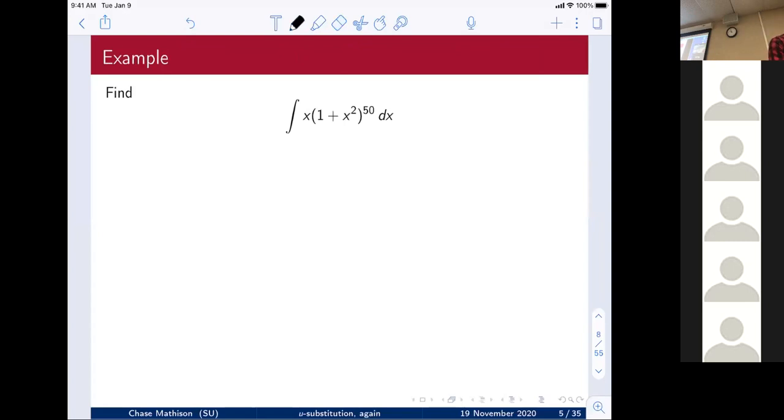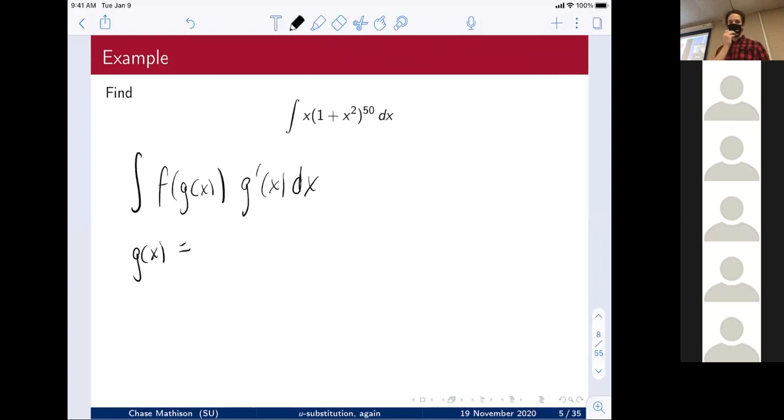So I want this to look like, again, the integral of f of g of x times g prime of x with respect to x. I want to make this look like this general template, this general pattern. Well, what should we pick g of x to be, do you think? Yeah, g of x, again, that's the inside function. It looks like we have a composition right here. This looks like a composition of two functions. It's one function inside of another. So I pick g to be the inside function. And I hope that the derivative of g is somewhere else in this integral. Okay, so g of x I'm going to pick to be 1 plus x squared.